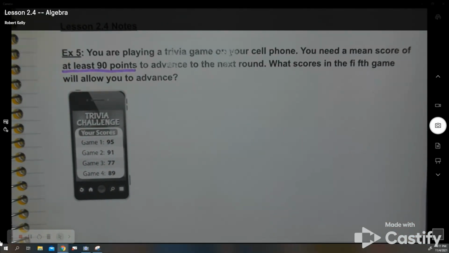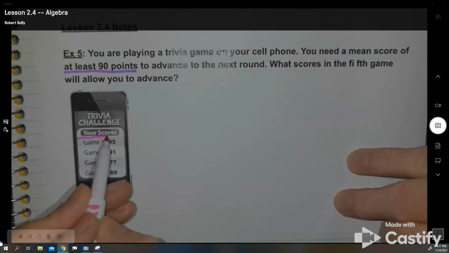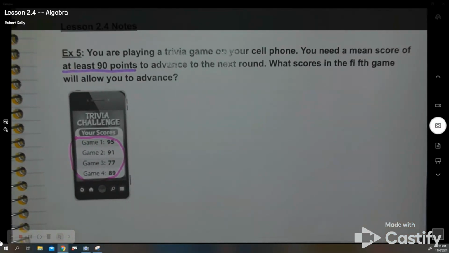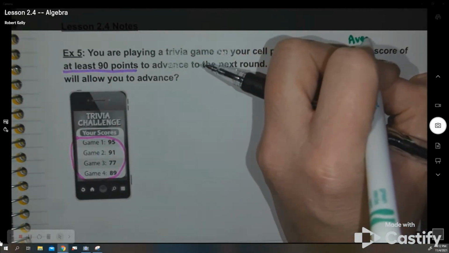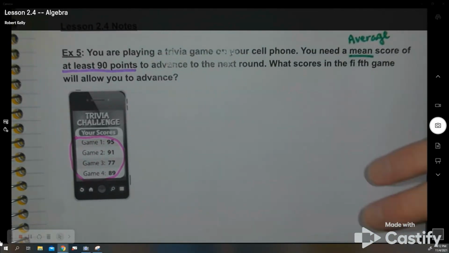We also know that the scores we have so far are recorded right here on this cell phone. It also is important to note that they're talking about the mean score. And remember, we talked before that mean means average. So the average would be adding all the scores together and dividing by how many games we've played.